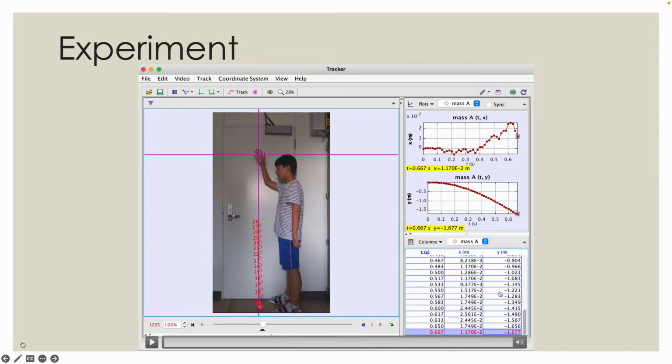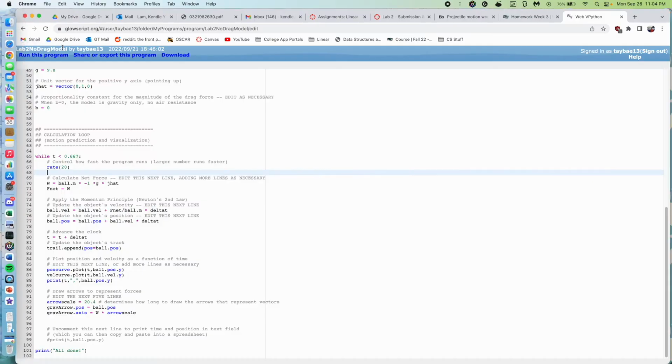And you can see in the position versus time graph that the speed is increasing over time, but the magnitude of the acceleration is decreasing because the slope of the line is getting a little more linear over time. Now we're here in GlowScript looking at the no drag model first. You can see that this loop right here runs for 0.667 seconds because that's how long the video took.